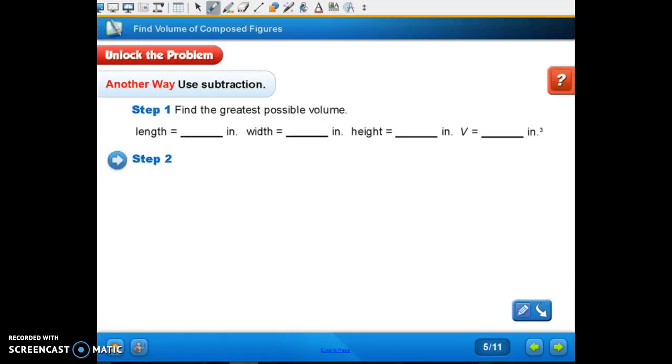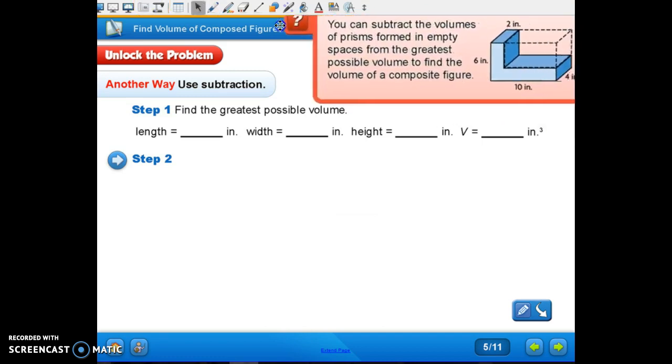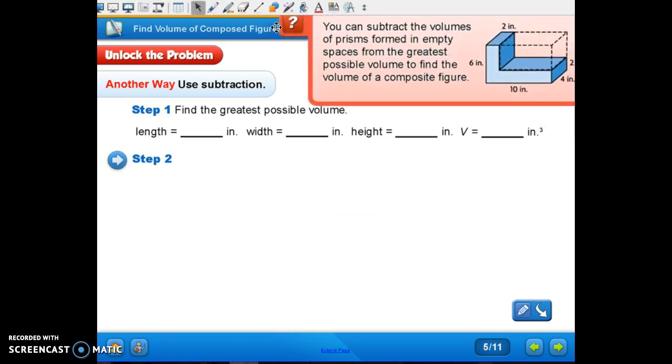Okay, this is another way on page 488. There's our little helpful hint. You can subtract the volumes of prisms formed in empty spaces from the greatest possible volume to find the volume of a composite figure. So in this, they filled in that extra space. And you're going to find the volume of a whole rectangular prism and then subtract out the empty space.